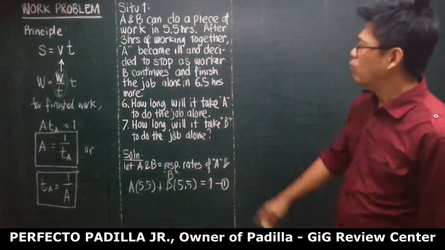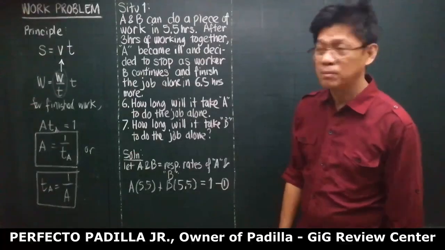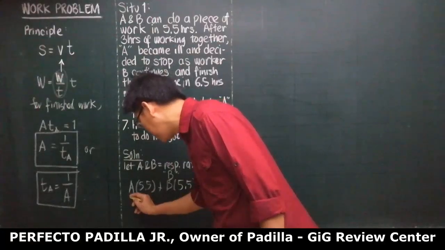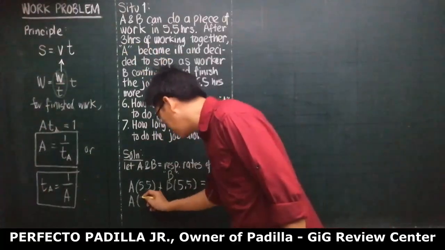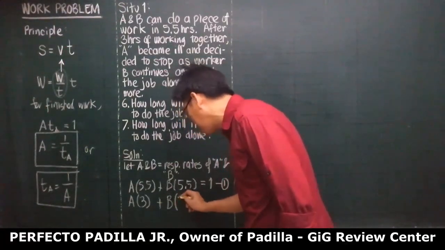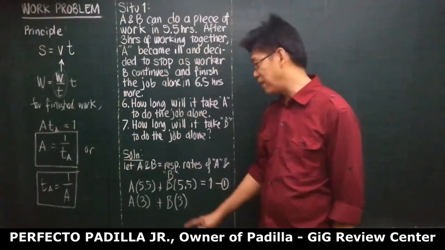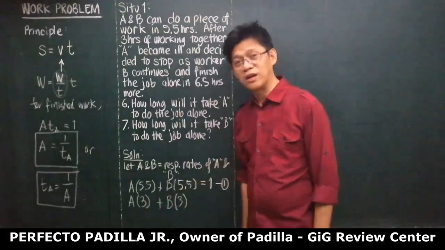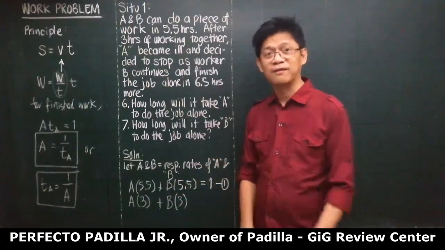Okay? Now, after 3 hours of working together, A became ill. No? So, ganito yung nangyari. Nagtrabaho muna sila ng 3 hours. So, the amount of work done by A for 3 hours is rate of A times time he worked. Plus the amount of work done by B is the rate of B times the time he worked. But after 3 hours, hindi pa tapos yung trabaho, right? Kasi 5.5 hours together, they'll be able to finish it. But they only work for 3 hours. May natitira pang 2.5 hours together work. No?